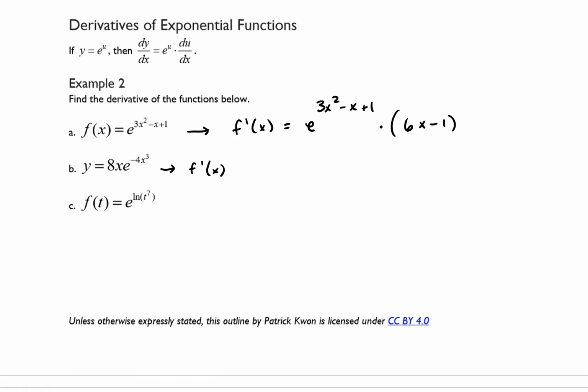So here we are going to need to use product rule. So we can separate this into the first function, 8x, and then the e to the exponent part. So we have first times the derivative of the second. And we need to use chain rule, so that's going to be negative 12x squared, plus the second times the derivative of the first.